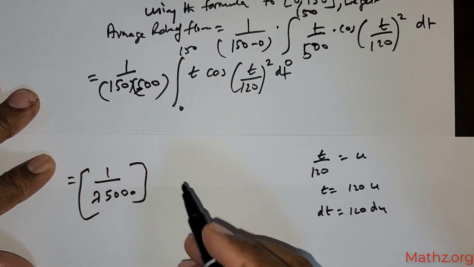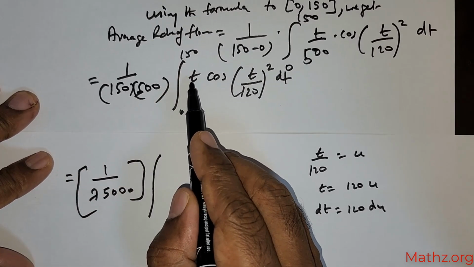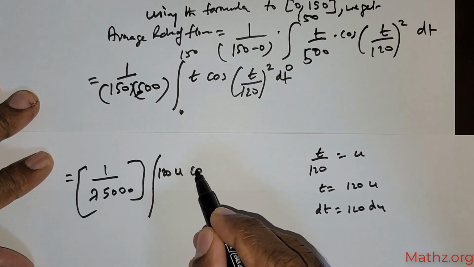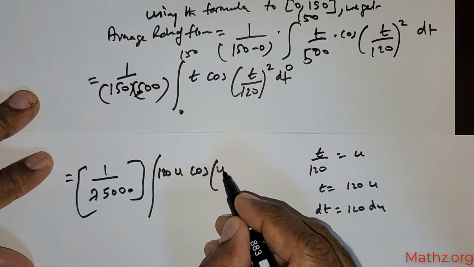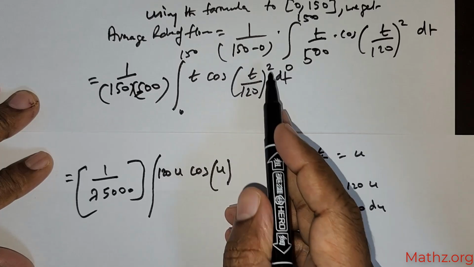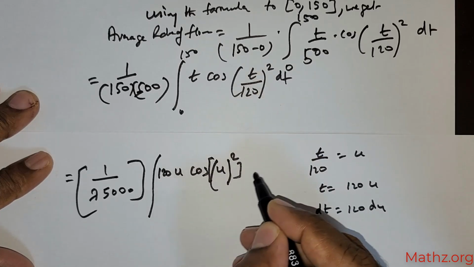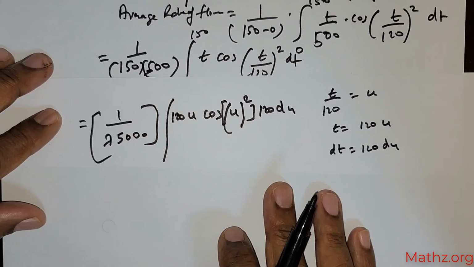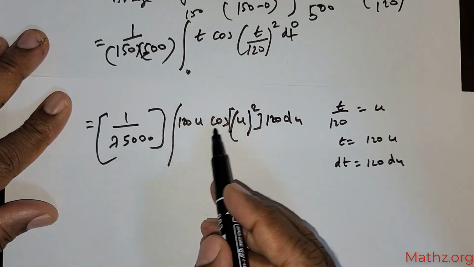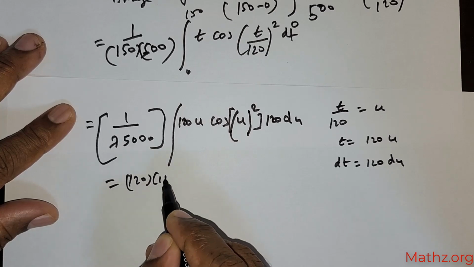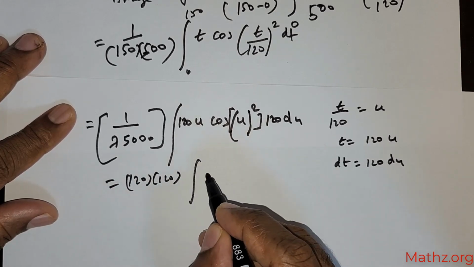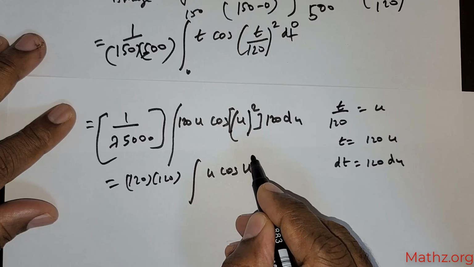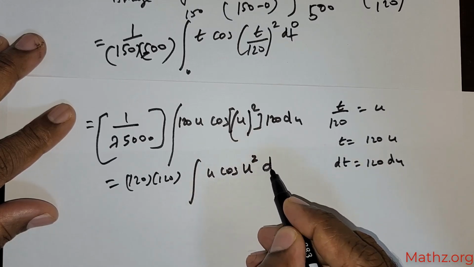Okay, so that is for the constant. Now in place of t, I will substitute 120 times u, and in place of t over 120, I will substitute u. Now this is actually squared there, times in place of dt, I'm going to substitute again 120 times the du. Don't bother about the limits, we will handle the limits within a minute. So this is going to be 120 times 120, and you got u times cos u raised to the power of 2. That's going to be cos u squared times the du.